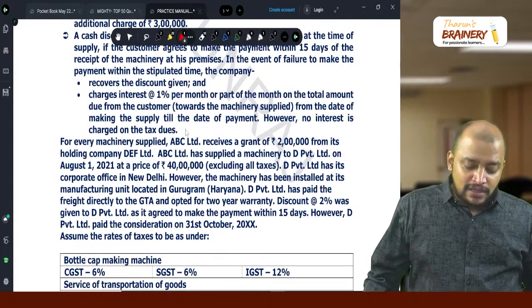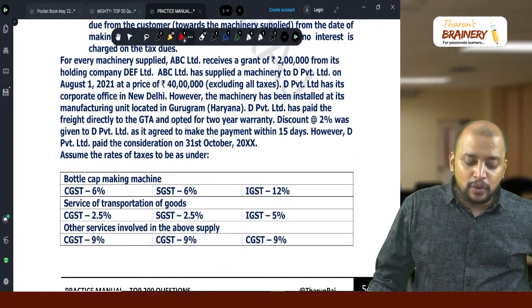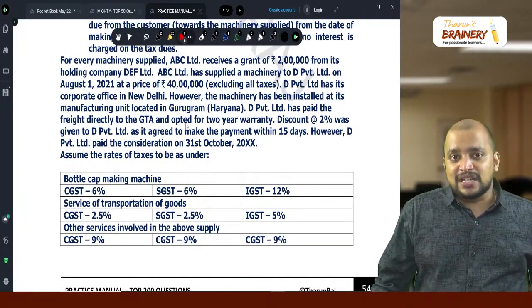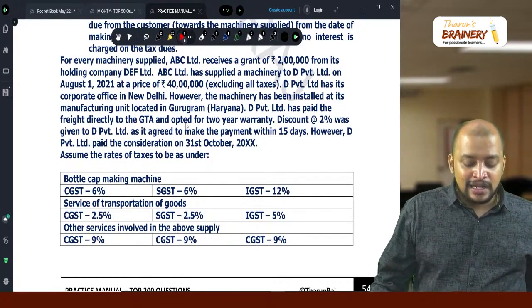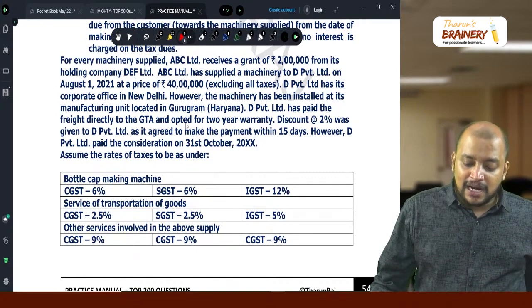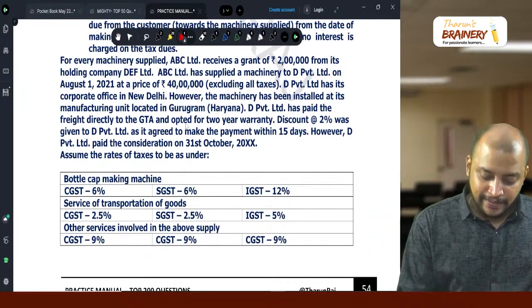Then, for every machinery supplied, ABC Limited receives a grant of 2 lakh from its holding company DEF Limited. So, grant, that is subsidy, will be received, a subsidy from other than the Central Government or State Government. So, to be included in the value. ABC Limited has supplied a machinery to D Private Limited on August 1st. Actually, the question starts from here.